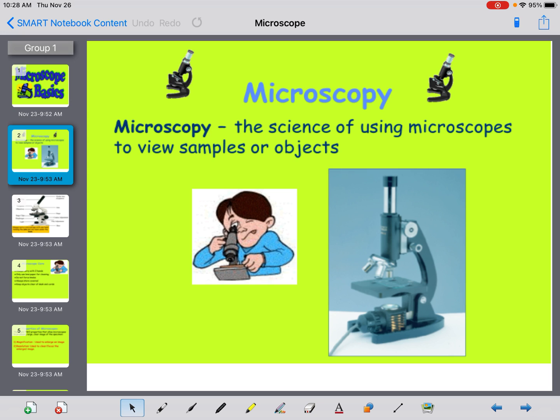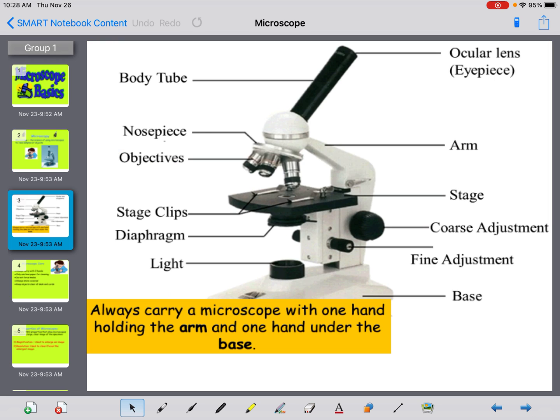So the study of microscopy is essentially a branch of biology where the whole study is using microscopes to view samples or different living species or different objects. So essentially they are microscope specialists. Now there are many different parts and components to a microscope, so we'll go over each of these.